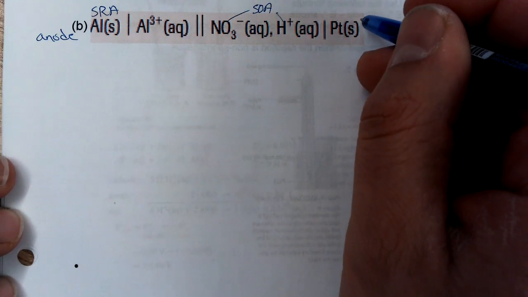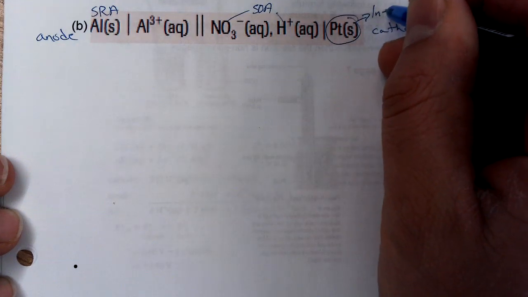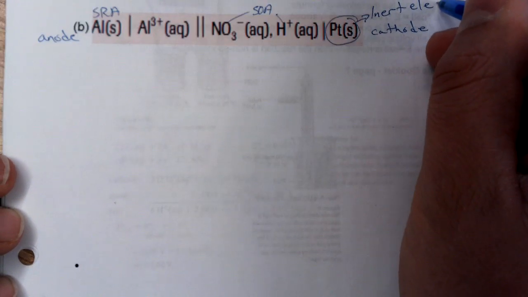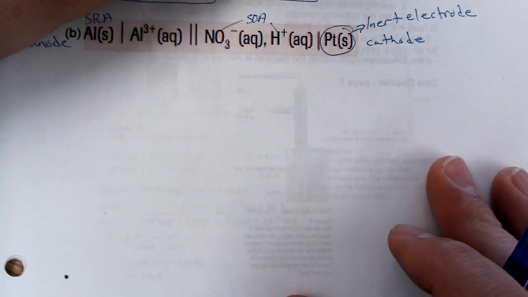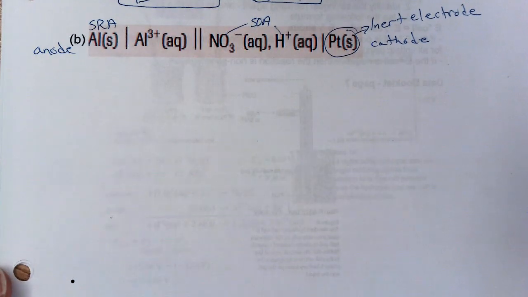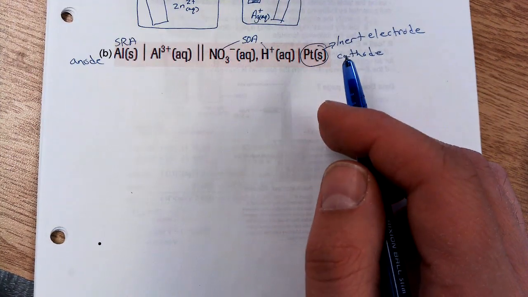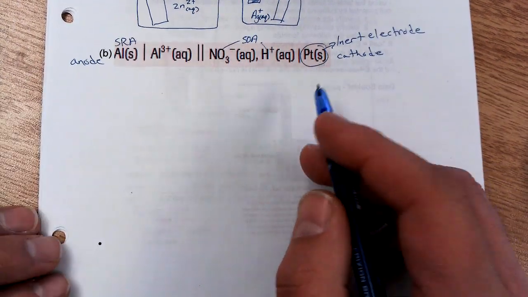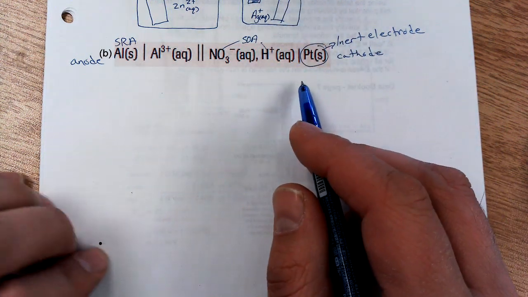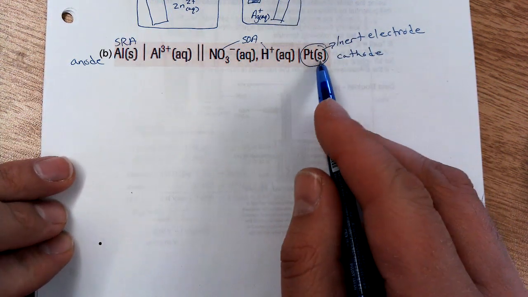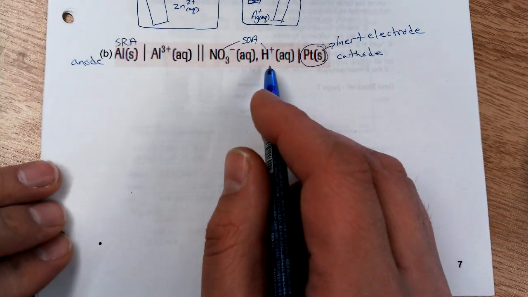In this one we have an inert electrode, so it won't be involved in our reaction. But it is there, and so when we're drawing it, that's going to be one of our solids, and that will be our cathode in this case. So we want to write down our two half reactions.